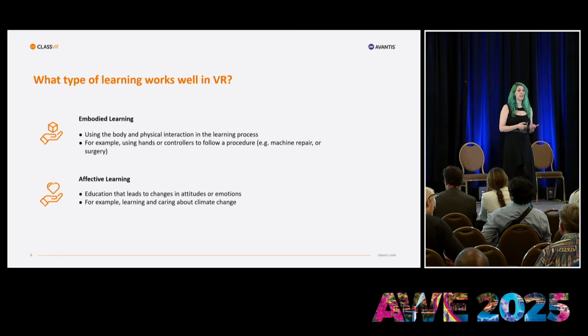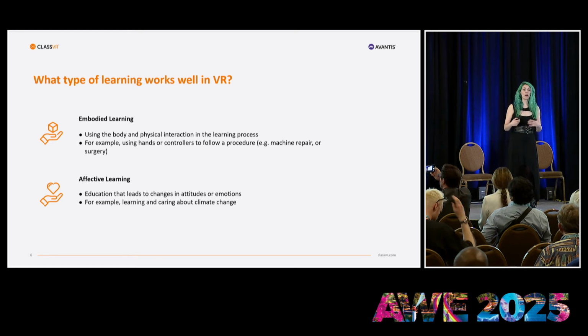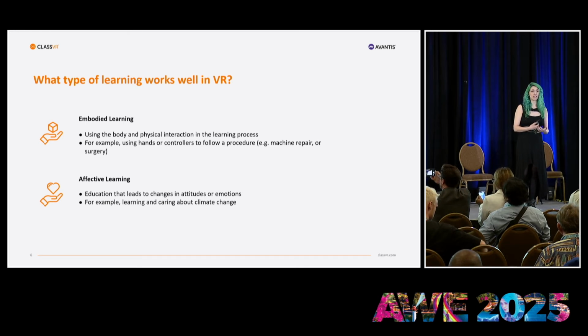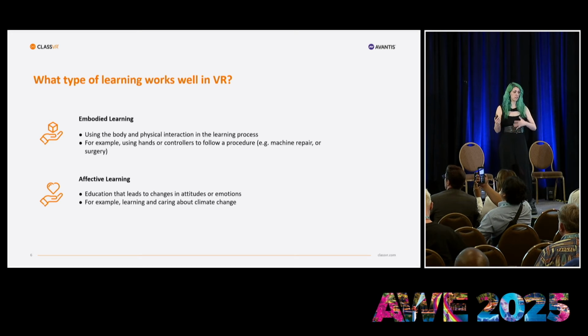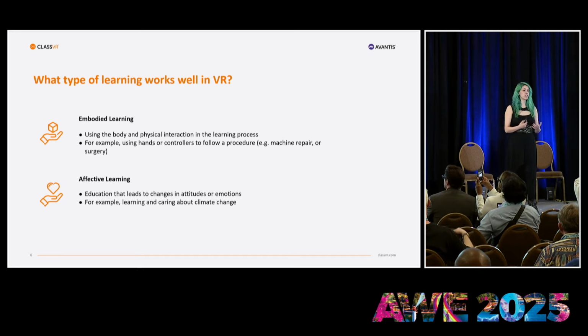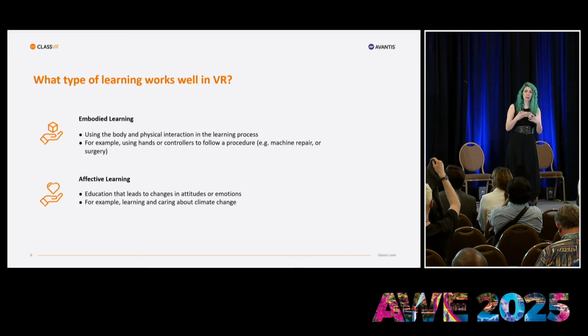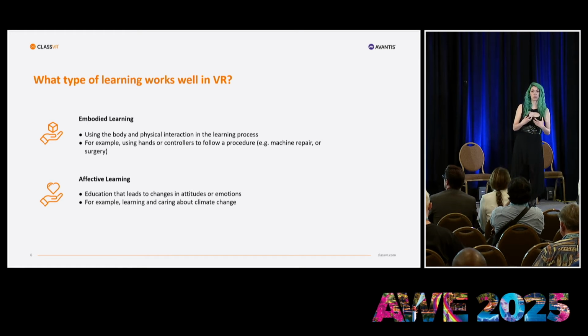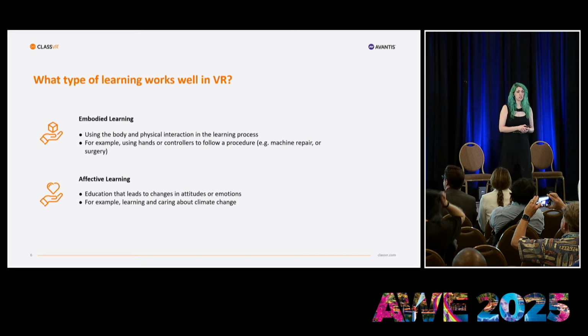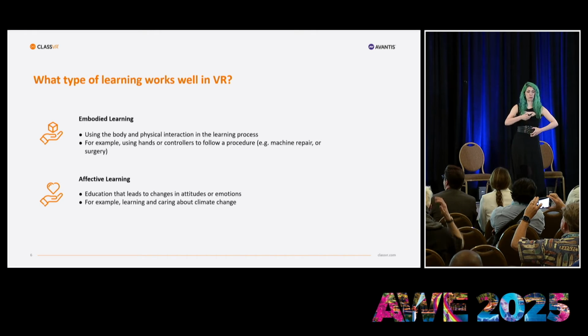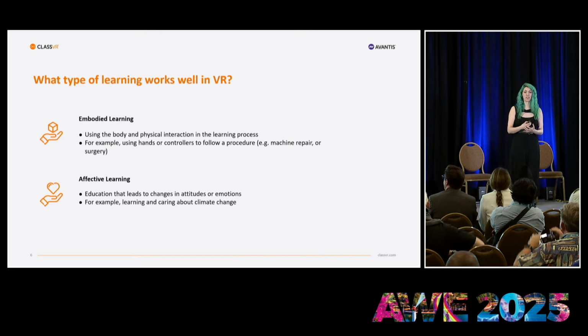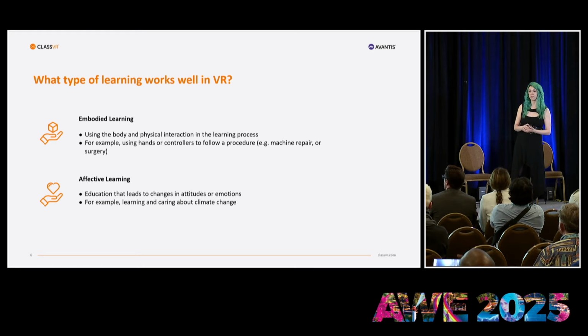The other problem with the VARK system is it leaves out other forms of learning preferences and learning theory. So these are kind of more recent frameworks. Embodied learning is the theory that using your whole body in an interaction really embeds your learning and allows you to retrieve it more effectively. So this would be using your hands or controllers or maybe your whole body to interact with something. And this is where VR can really shine.